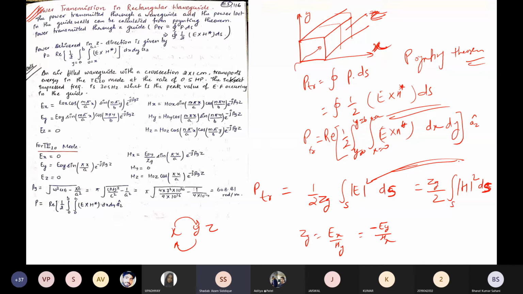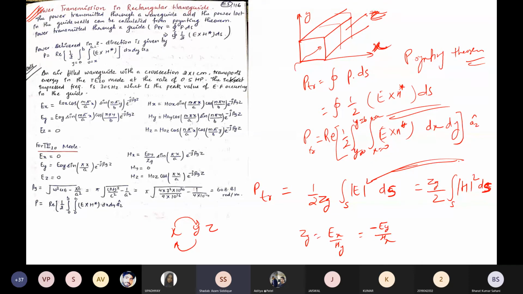No need to worry about that. Whatever value is given here, we don't need that value actually; it is making a confusion. Whether it is 0.5 HP, 2 HP or 3 HP, these are just the energy transport rate given here. So the mode is important. The mode given here is TE10, transverse electric. And the cross section area of the rectangular waveguide is 2 cross 1 centimeter, that is, a is 2 and b is 1 centimeter.